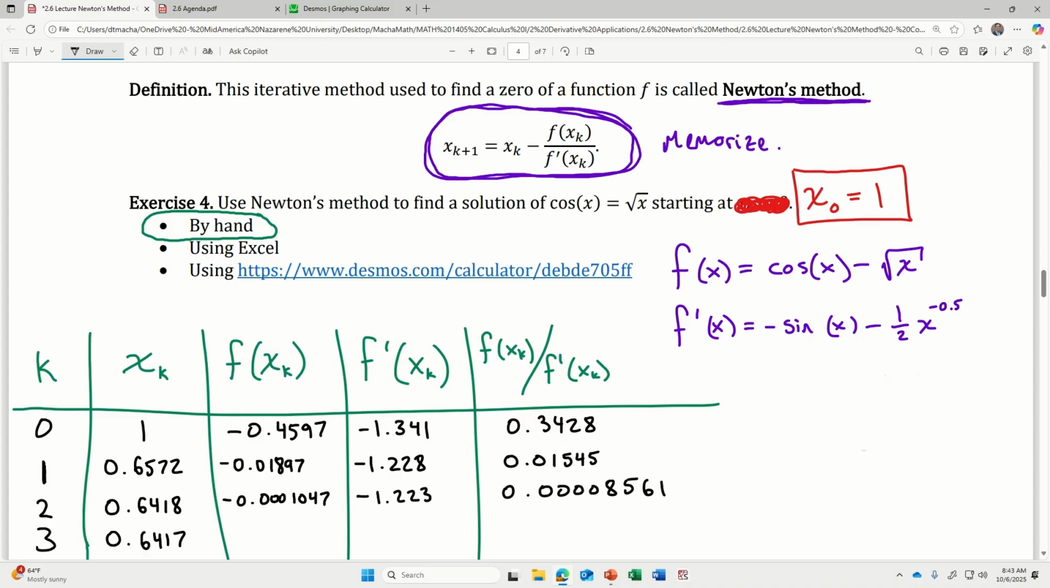So the answer to our question, what's the solution of cosine of x equals square root of x? It's x equals 0.6417 to 4 significant figures of accuracy. If you wanted more figures of accuracy, you'd have to do a few more iterations, but that's the idea.